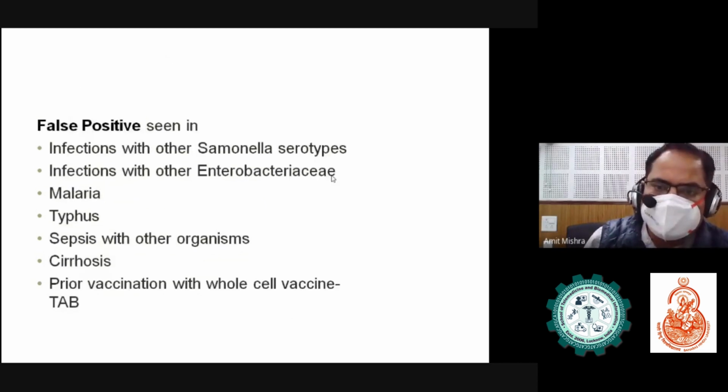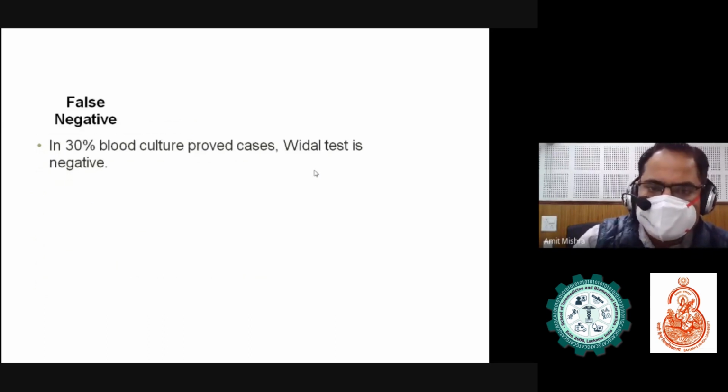We can get false positives in infection with other Salmonella serotypes, infection with other Enterobacteriaceae, malaria, typhus, sepsis with other organisms, cirrhosis, and vaccination with a whole cell vaccine. False negatives: in 30% of blood culture proven cases, the Widal test is negative.